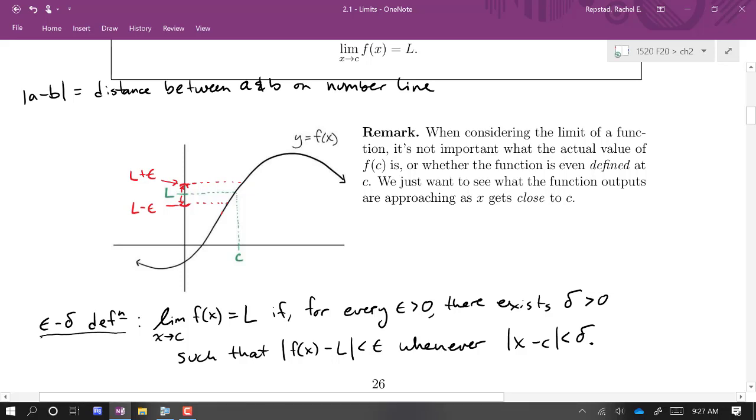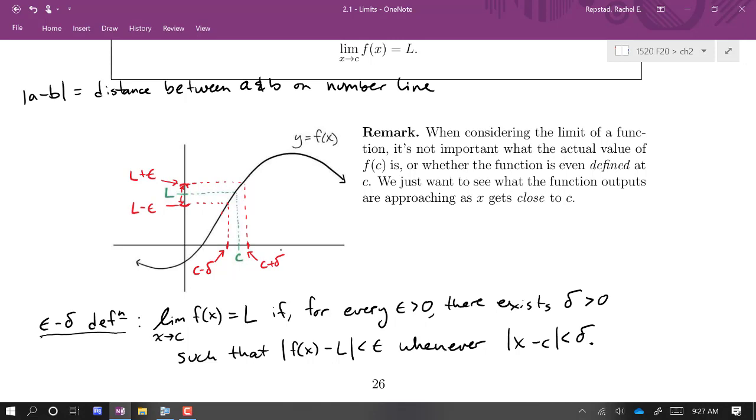If the limit really is L, then I can find a delta so that if you're within delta distance of c, you'll be within that epsilon window. And we can trace that down on this graph. So here is c minus delta, and there is c plus delta.